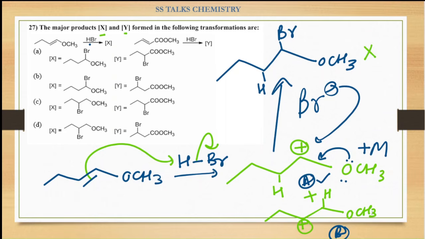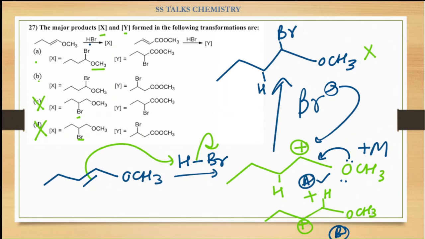Okay, so you can cross-check your answer and try to eliminate the options. In A and B, I see that the Br group is getting attached to the carbon center to which the OCH3 was attached. In C and D, it is at the next carbon center, so this cannot be your answer. So these two eliminations you can do.